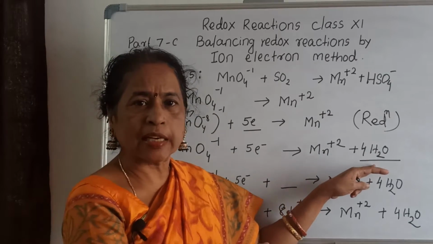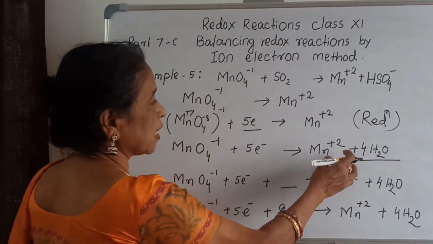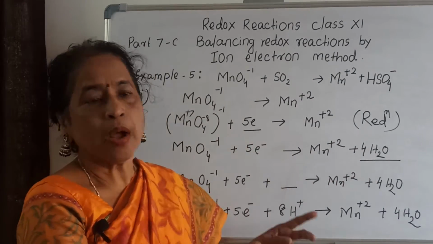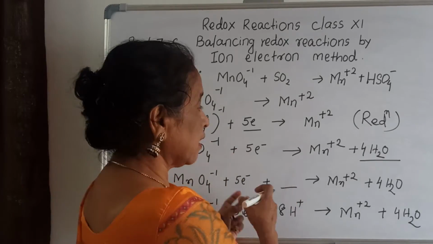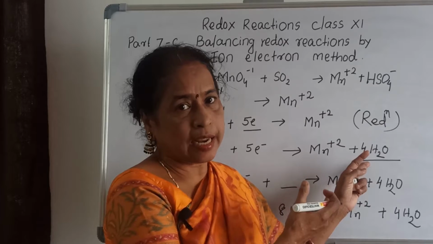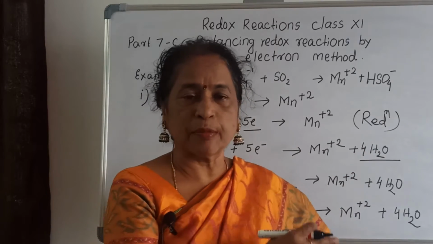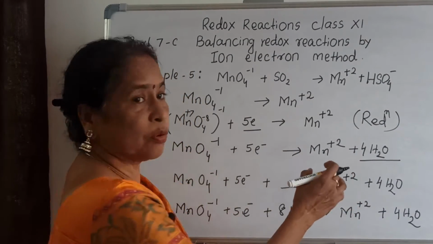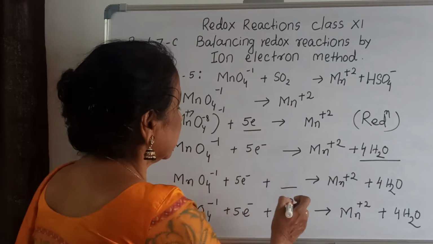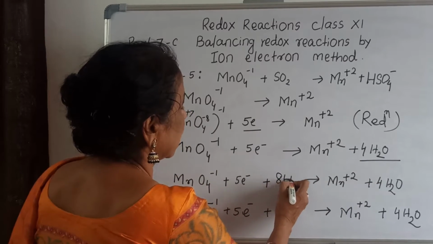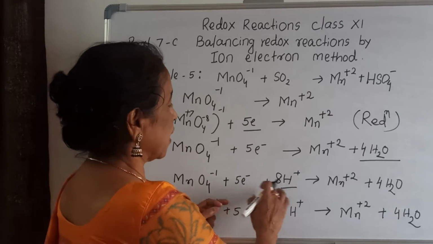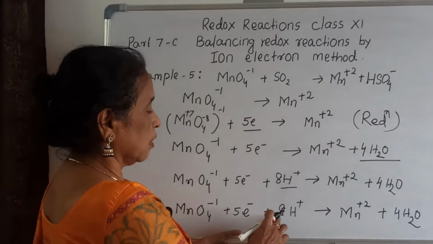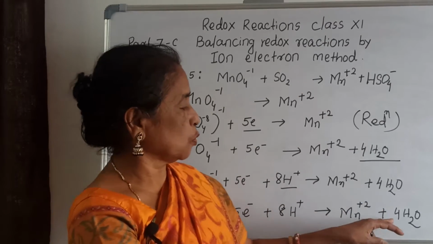How many hydrogens are there on the product side? On the product side, 4 into 2, 8 hydrogen, but on the reactant side there is a deficiency of hydrogen. Then what to do? Hydrogen can be balanced only by H plus ion. Since there are 4 into 2, that means 8 hydrogen, that is why I will put 8H plus here. When I put it, it is totally balanced. That means MnO4 minus 1, 5 electrons, 8H plus gives Mn plus 2, 4 water.